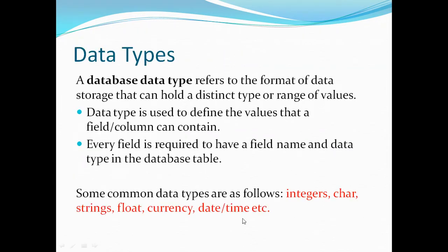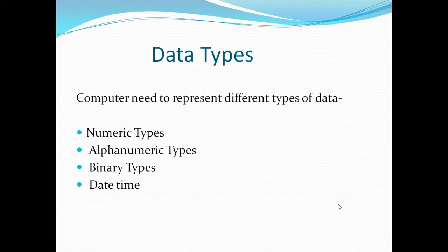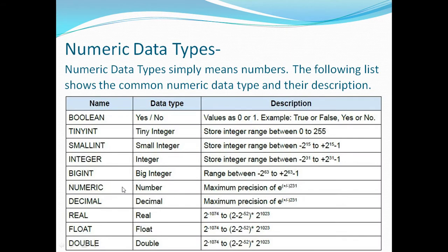So we have some common data types here, which are integer, char, string, float, currency, date and time, etc. We'll discuss these today. Basically, data is divided into four important categories. First is numeric type, second is alphanumeric type, third is binary type, and fourth is date and time.